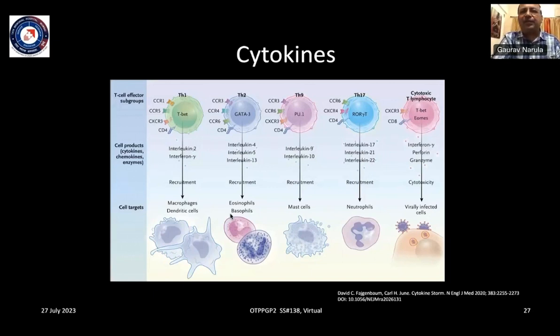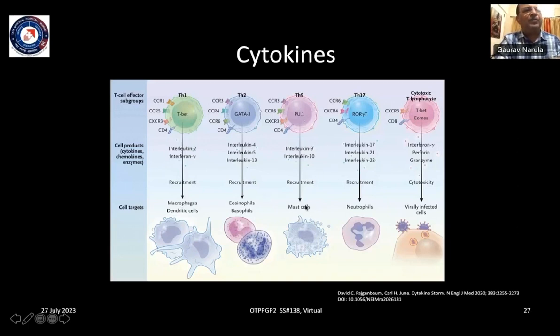So just to revise, what are the cytokines? These are the different affected T cell subgroups, and depending upon the subgroup, they are known to secrete different kinds of cytokines. IL-2 and interferon gamma come from your Th1 cells. Interferon gamma also comes from your activated cytotoxic T lymphocytes. Interleukin 4, 5, 13 come from your Th2 cells. They act more towards eosinophils and basophils, and are not much involved here.